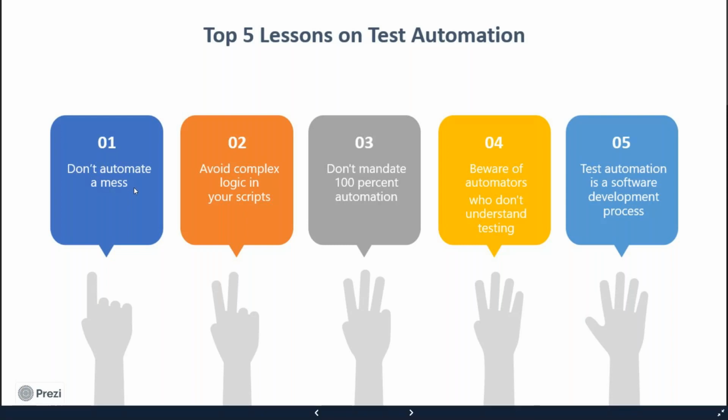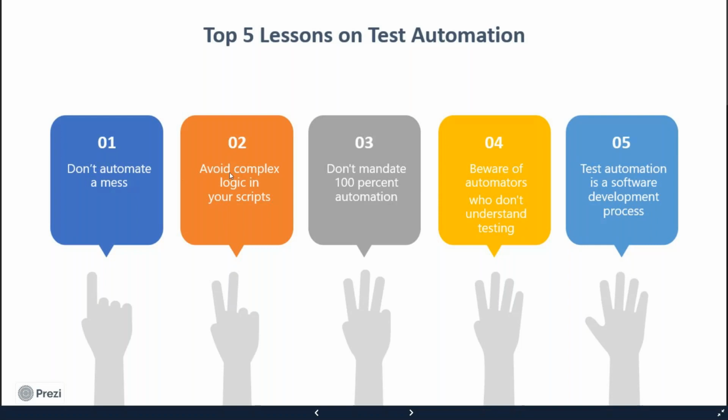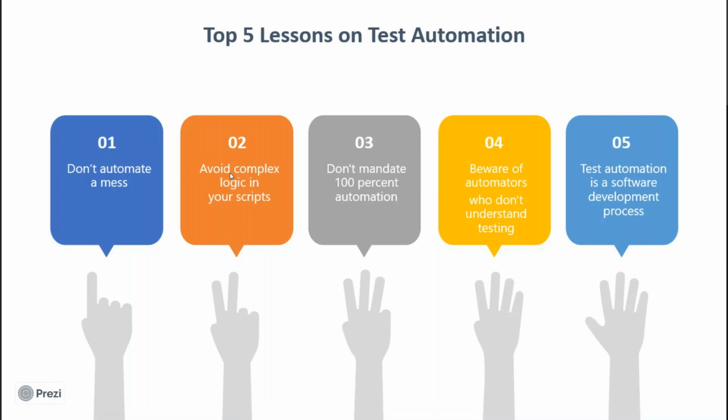First thing, don't automate a mess. Since they have given you an automation project, don't create a mess of the project. Don't create a mess in your coding. Follow some standards. Follow a process while writing code. If you follow a process, your team members can understand and follow the same pattern again. So avoid complex logic in your scripts. That means avoid unnecessary logic. If that logic is required for the test case, then write it. Don't write it for the sake of showing off. Write the logic that is essential for the test case.